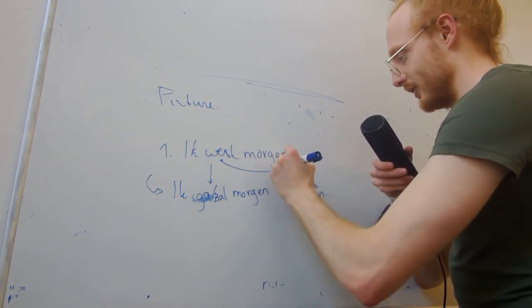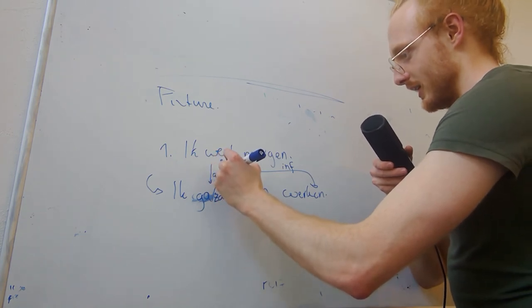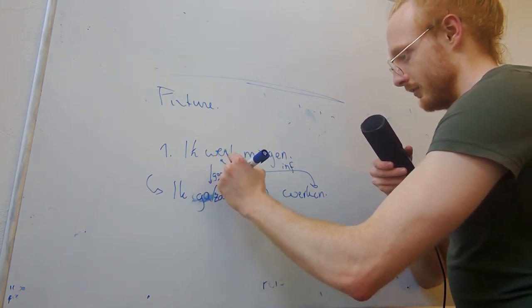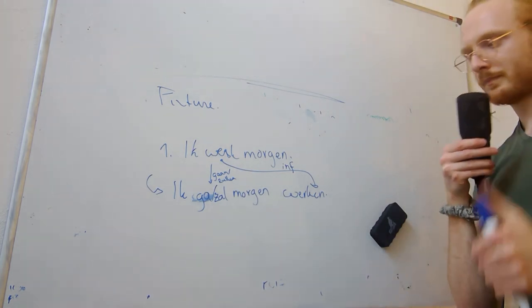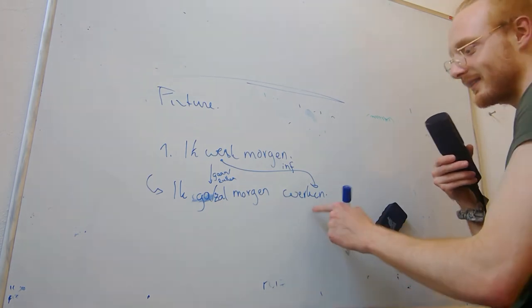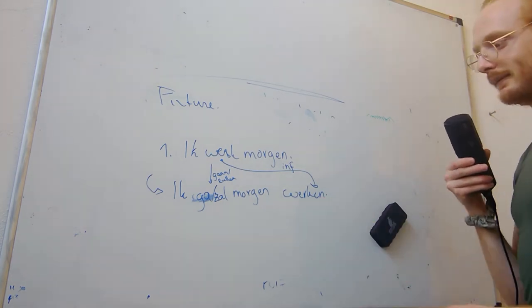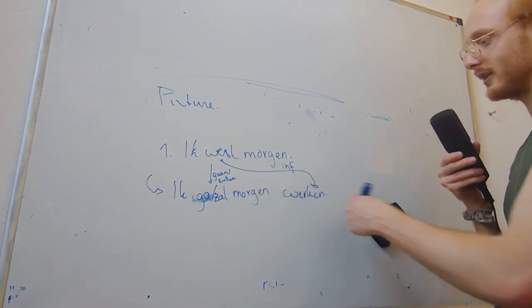So, infinitive. And this is gaan or zullen. Yeah, and it's really at the end of the sentence, not somewhere before. In Dutch, all the infinitives go at the end of the sentence.